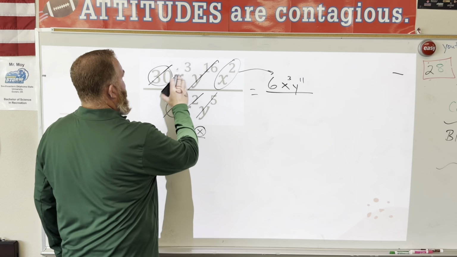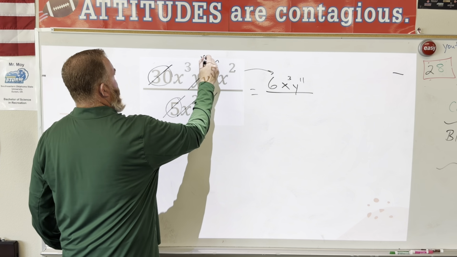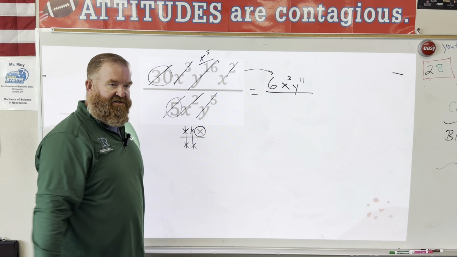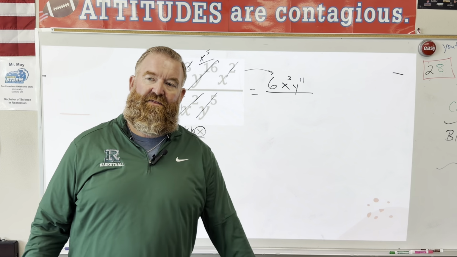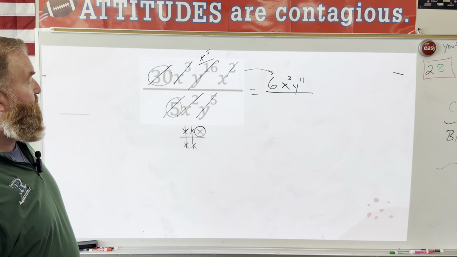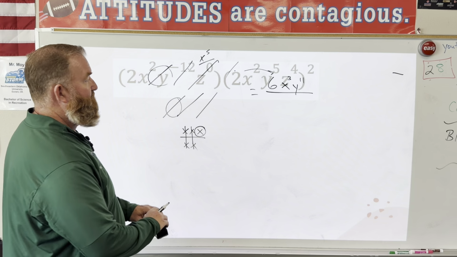Or you can look at it like this. Here's what I didn't do. 3 and 2, that should have been x to the 5th power. And then I subtracted the 2. 5 minus 2 would have been 3. So either way you look at it, I still get x to the 3rd on top. All right, moving on. Last one. Last one and I'm done, guys.